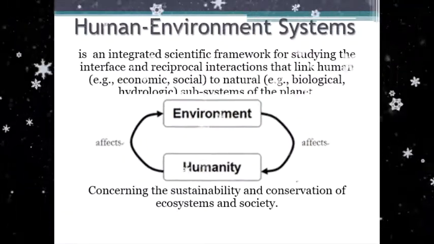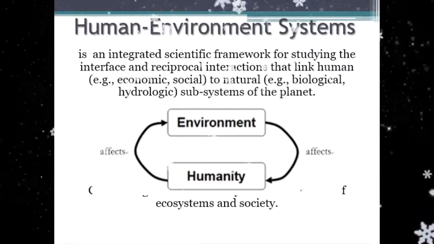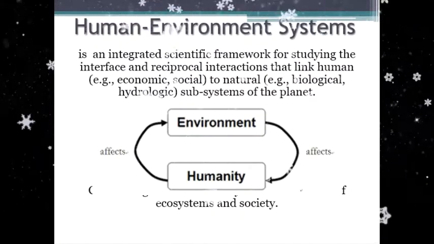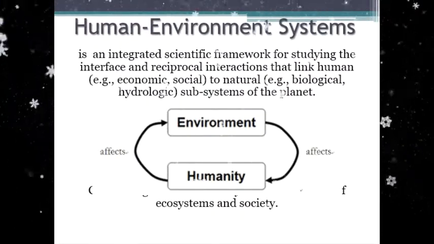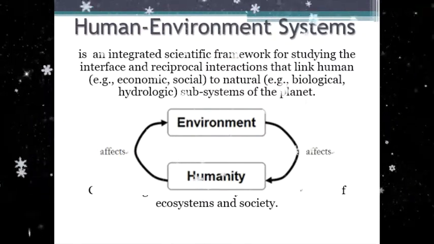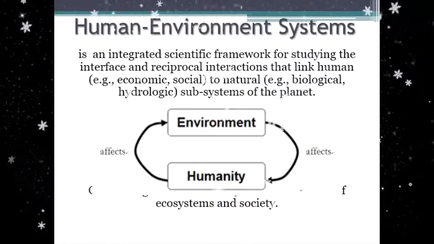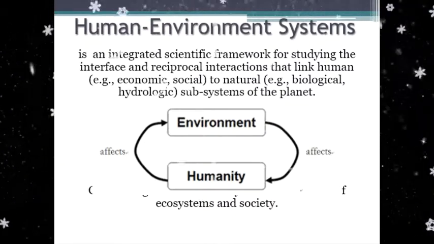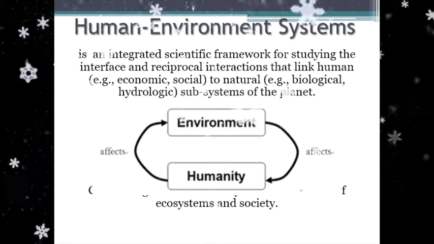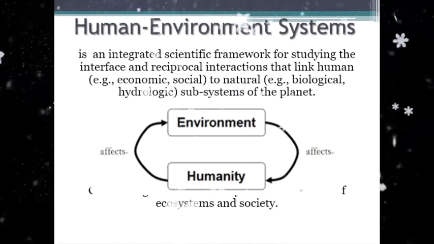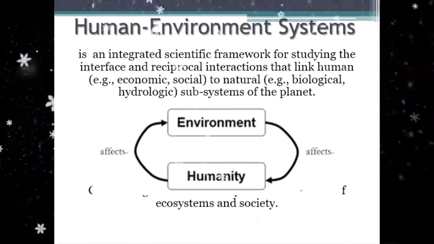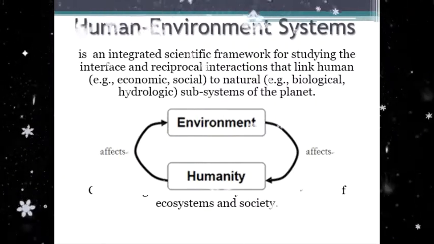So, humanity affects the environment, and then the environment affects humanity. As you can see on this diagram, humanity can affect the environment. Why? Because human activities can affect the environment. So if humans are not protecting our environment, then it will also affect us. So it's a boomerang effect.